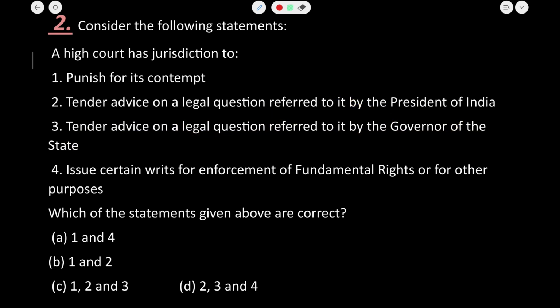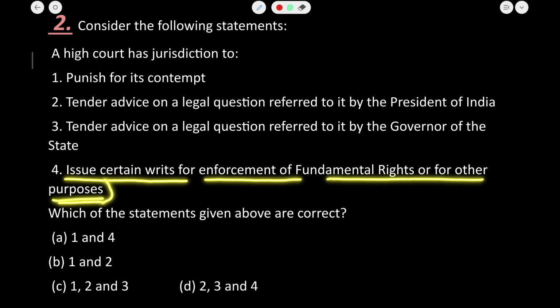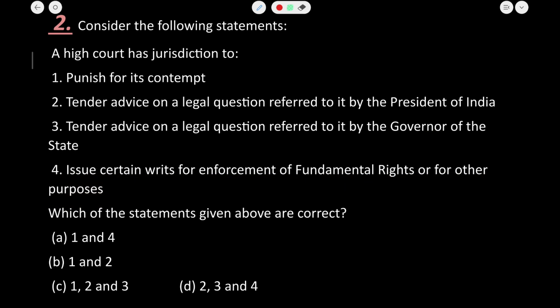Now the fourth point is, issue certain writ for enforcement of the fundamental right or for other purposes. Yes, the enforcement of writs under Article 226 of the High Court gives the High Court the right to issue writs for the enforcement of fundamental rights. But also you need to know that the writ jurisdiction of the High Court is wider than that of the Supreme Court, because the High Court can issue writ for the purpose of fundamental right as well as any other reasons. Okay, so if I talk about the correct answer here, 1 and 4 is correct.